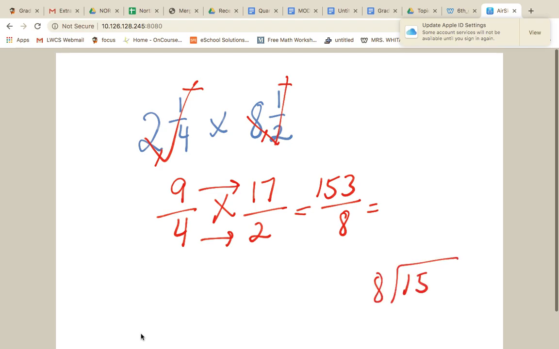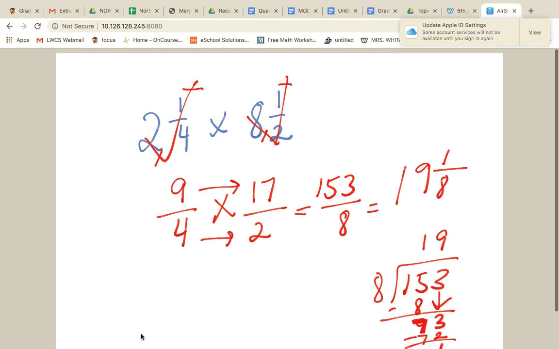And I need to work this one out. 8 goes into 15 one time. You get 9 remaining. Bring down your 3. 8 goes into 93. Actually, that doesn't work. This should be 7. My bad. 73, excuse me. So 8 goes into 73 9 times. 72, 1 left over, so my answer would be 19 whole. 1 is my numerator now, and 8 is my bottom number. So that's how you work those out.